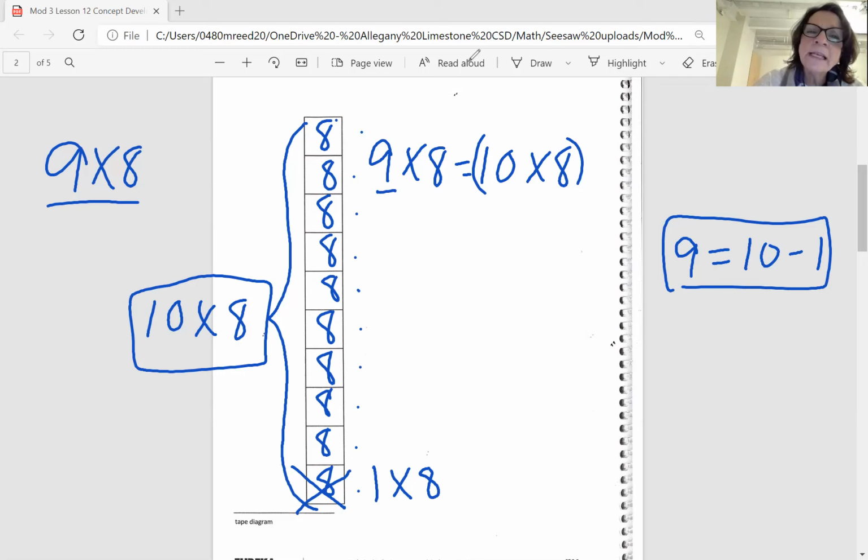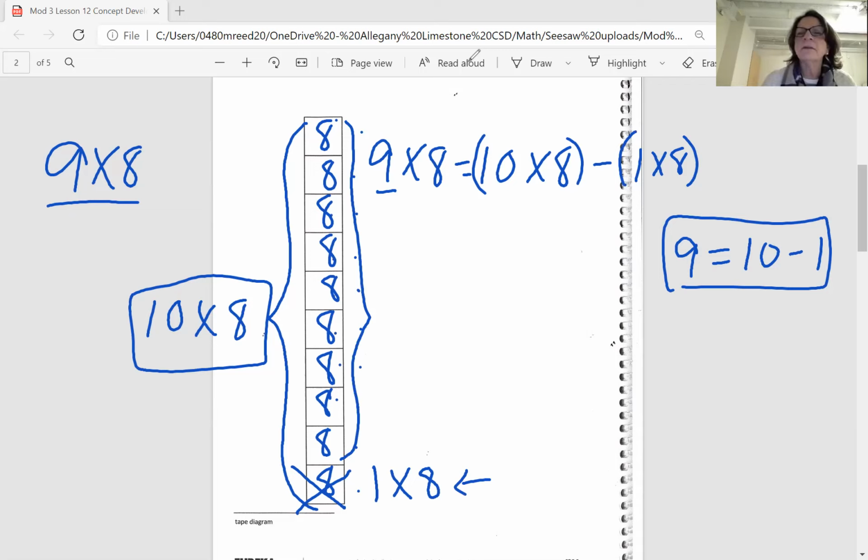But if I only want 9 eighths, what I'm going to do is take my 10 eighths, and remember I crossed one off. So what does that really mean? I'm subtracting 1 times 8. Right? I started with 10 eighths. I crossed one off right here, crossed this one off, and then I'm left with these 9 eighths. Here they are, 9 eighths. 1, 2, 3, 4, 5, 6, 7, 8, 9.